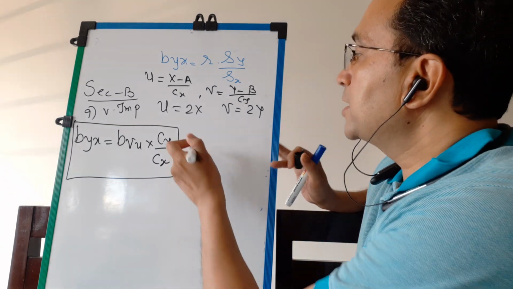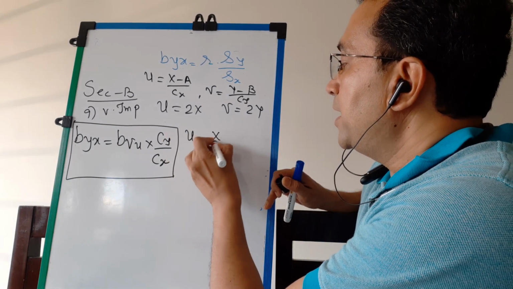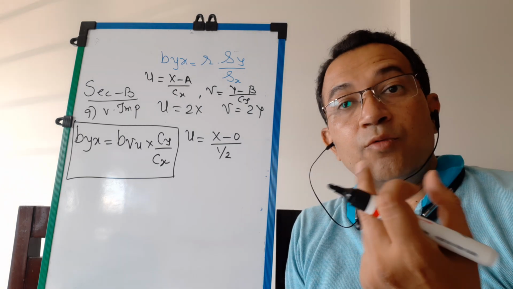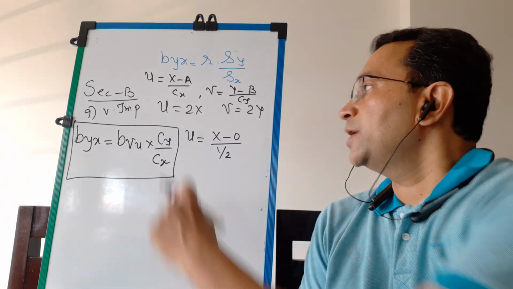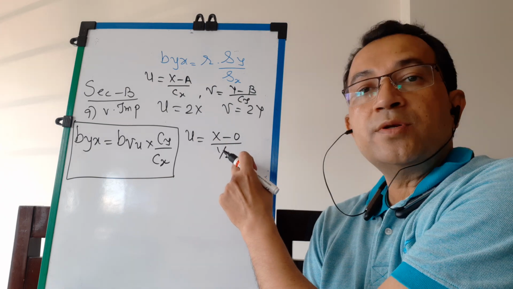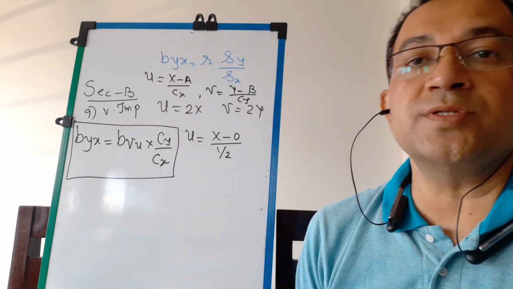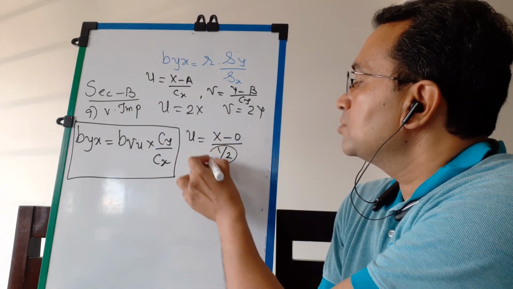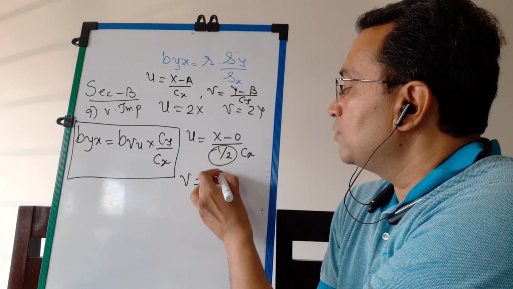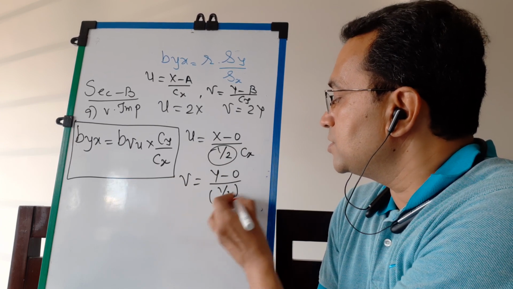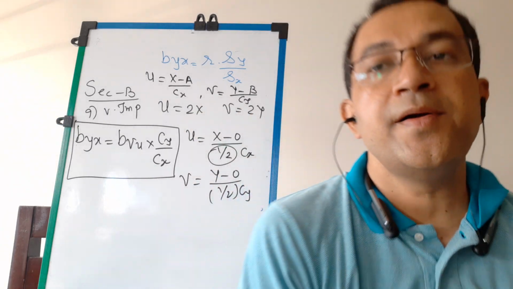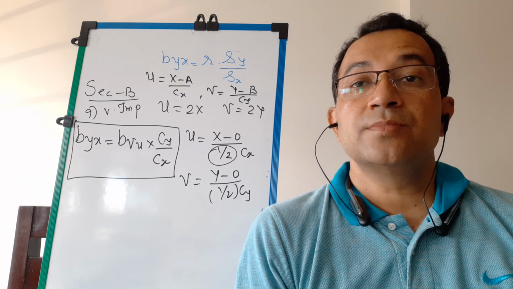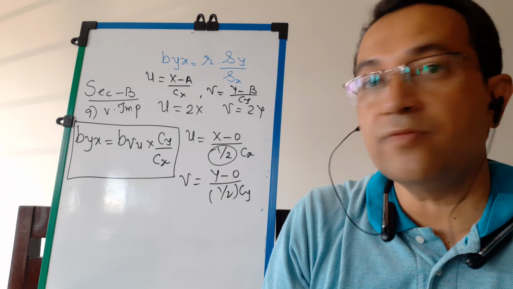Yes or no? So I can write u is equal to x minus 0 upon 1 by 2. What is 1 upon 1 by 2? 2. When I transfer this 2 in the denominator, it becomes 1 by 2. And nothing is there with x, so I am subtracting 0. So a becomes 0 and cx becomes 1 by 2. Same way, v is equal to y minus 0 upon 1 by 2. This is cy. Now if you notice, cy and cx are same. So cy upon cx will turn out to be 1.